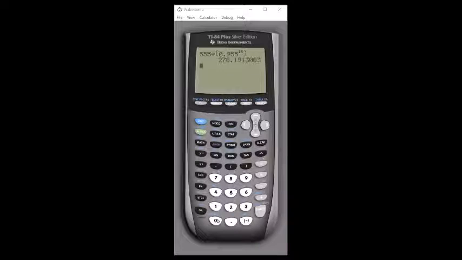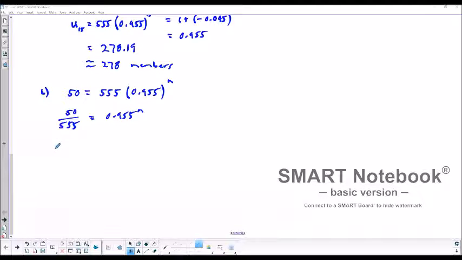And so 50 divided by 555 is 0.09009000901. I'm sure it would just continue on in that pattern. So I'll have to jot that down. And so I head back over to the smartboard. And so that is 0.090090009, et cetera, et cetera.